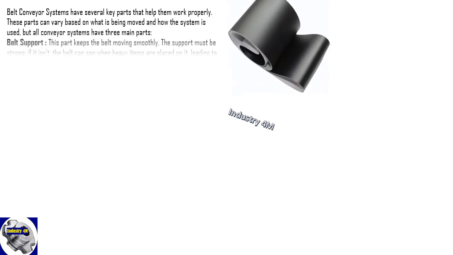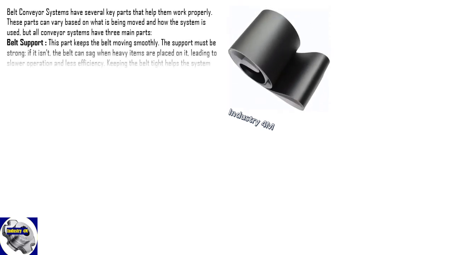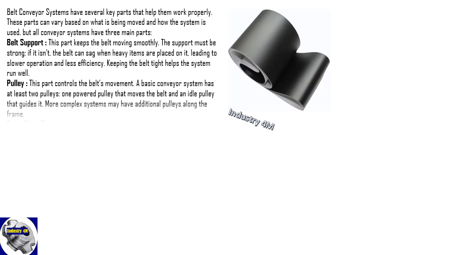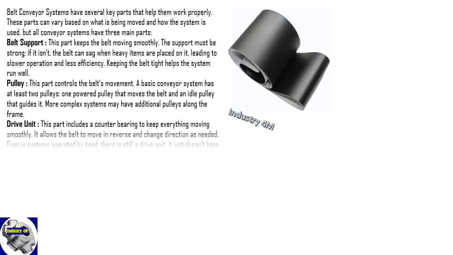Belt conveyor systems have several key parts that help them work properly. These parts can vary based on what is being moved and how the system is used. But all conveyor systems have three main parts. One is the belt support. This part keeps the belt moving smoothly. The support must be strong. If it is not, the belt can sag when heavy items are placed on it, leading to slower operation and less efficiency. Keeping the belt tight helps the system run well.